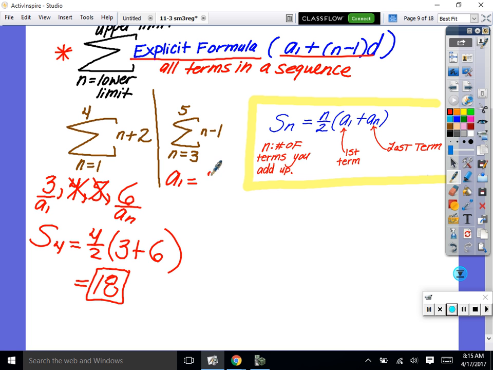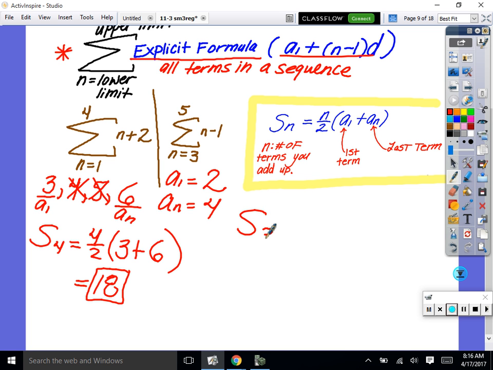3 minus 1 is 2. Let's find a sub n, the last term, which would be plugging in 5. 5 minus 1 is 4. Now, how many terms are we summing up? Don't say 5. That would be wrong. The 3rd through the 5th, correct? 3rd, 4th, 5th. You see how that would be plugging in 3. So this is how we could find it. What's 5 minus 3? 2. There's a distance of 2, but then we have to add 1 to account for the first term. Does everybody see how we're summing up 3 terms? Third, fourth, and fifth term. That's 3 terms. No one's confused?